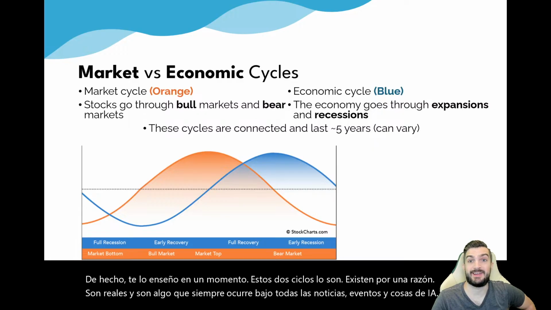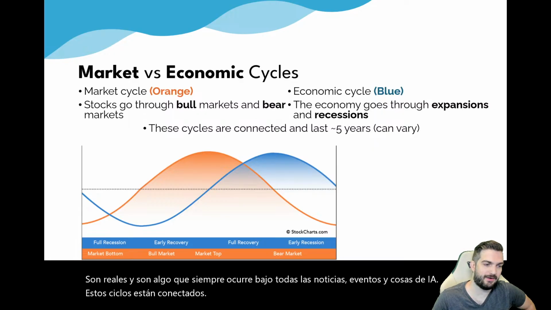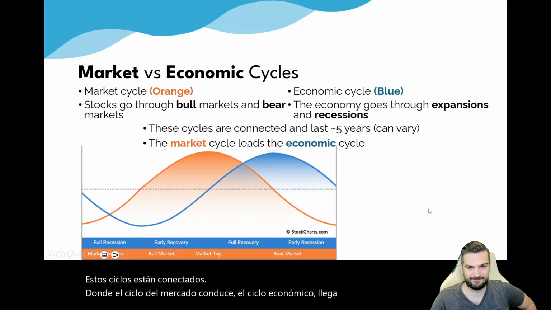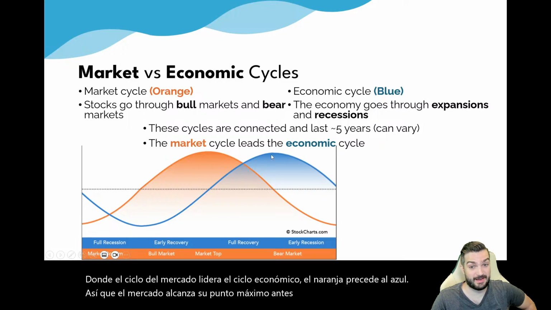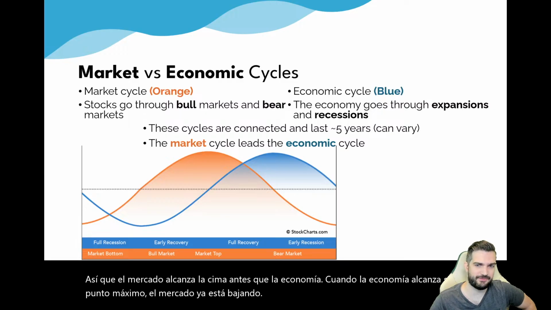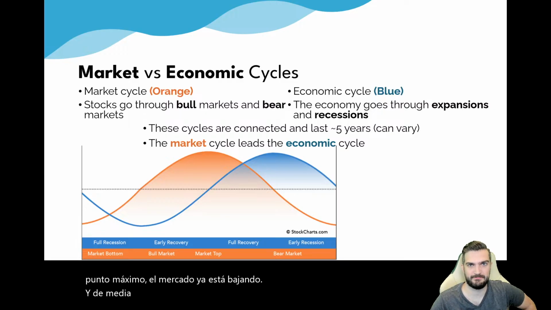These cycles are connected, where the market cycle leads the economic cycle. The orange comes before the blue. So the market hits a top before the economy does. By the time the economy's hit a top, the market is already going down. And on average, these cycles last 5 years. In reality, usually somewhere between 2 and 10 years.